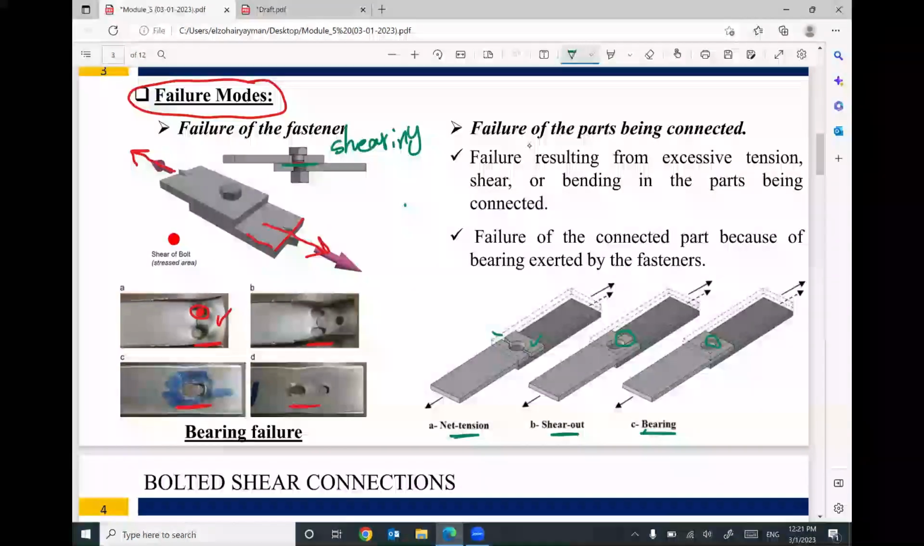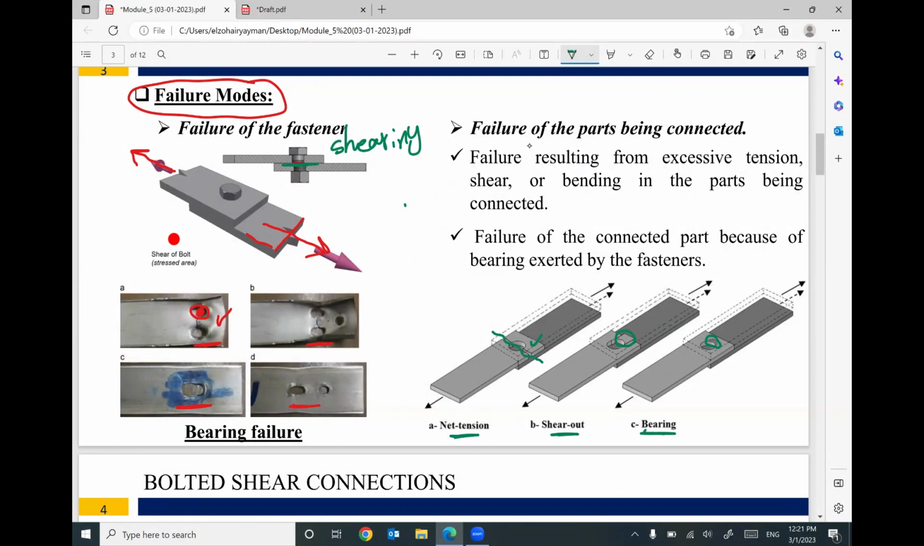The whole member will be broken like this one, which is called net tension, or only part of the member, this part, will be sheared off. Or bearing, where we don't have complete failure, but the hole becomes bigger, or its circle became an ellipse, like this one. Okay, so failure of the connected part because of the bearing exerted by the fasteners or the bolts. Failure resulting from excessive tension, shear, or bending in the parts being connected. We have different types of failure, so we need to avoid all of these types of failure. We don't like any of them.